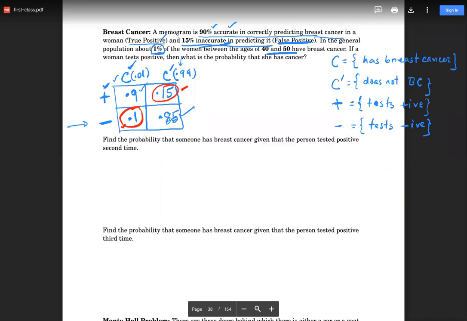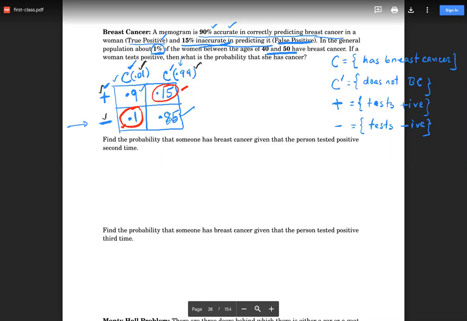You either have cancer or you don't. They tell you that there's a 1% chance that you have cancer, and a 99% chance that you do not have cancer. Then you can test positive or test negative.